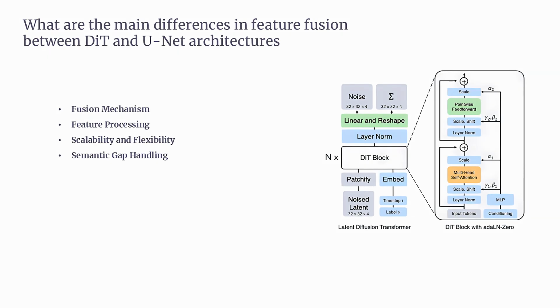In summary, DiT offers flexible, scalable, and dynamic feature fusion using AdaLN and cross-attention, making it suitable for complex and multimodal tasks. U-Net, with its skip connections and spatial processing, excels in preserving image structure, but may face challenges with adaptability and the semantic gap in deeper layers. Each architecture has strengths tailored to different use cases, but DiT stands out for modern, large-scale diffusion tasks.